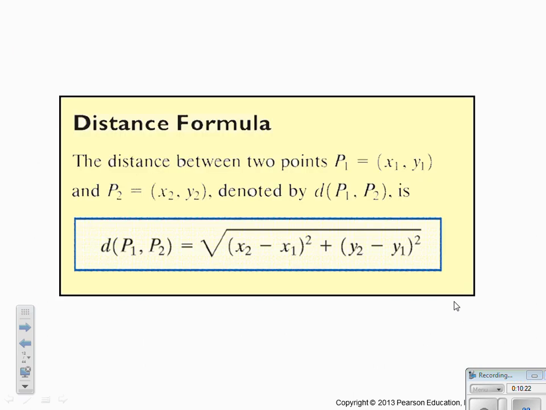So this is the distance formula. You subtract the x's, or you find the distance between the x coordinates, and you square it. Then you find the distance or subtract the y coordinates, and you square it. Add those two values together and take the square root. And that will give you the distance between two points.